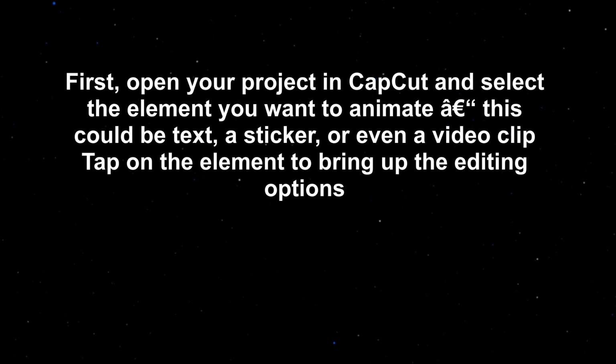First, open your project in CapCut and select the element you want to animate. This could be text, a sticker, or even a video clip. Tap on the element to bring up the editing options.